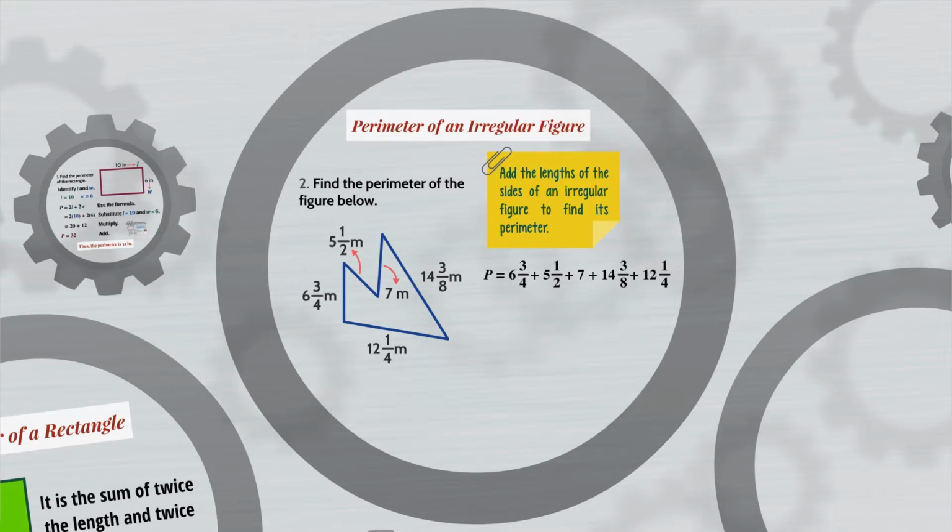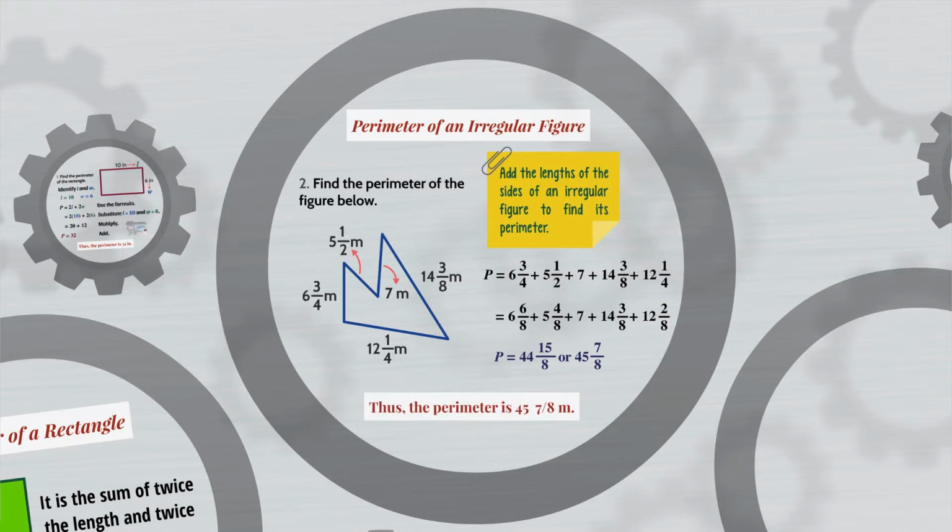Now let's solve them. We have mixed numbers and one whole number. To add, we just need to write the equivalent fractions with denominators 8. We need to multiply the fractions by a number that will make all of their denominators 8. Doing so, our solutions become like this. Then adding the fractions gives us the value of P, which is 44 15/8, or simply 45 7/8. Thus the perimeter is 45 7/8 meters.